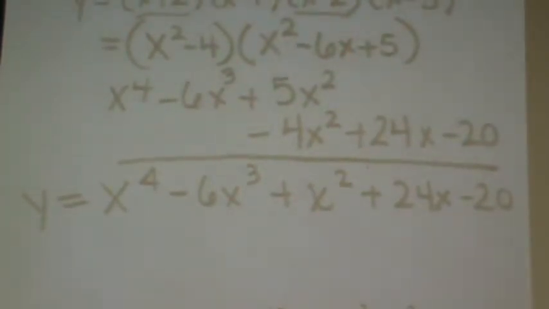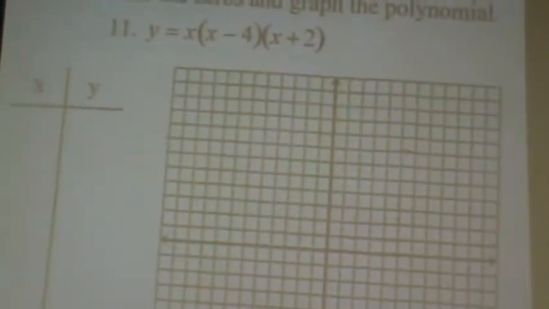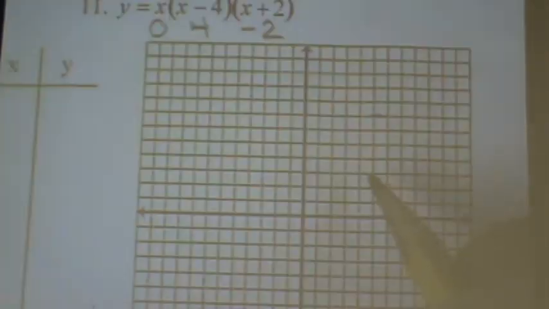The next three are like 11, 12, and 13. One of them, I'm giving it to you factored. Can you tell me the three zeros? 0, 4, and negative 2. What should I do at 0, 4, and negative 2? Put a big dot. I want to see this: 1, 2, 3, 4, and then a negative 2.